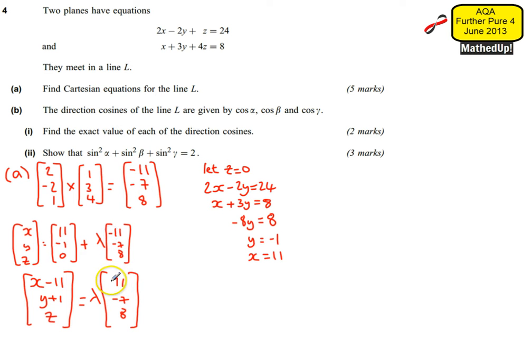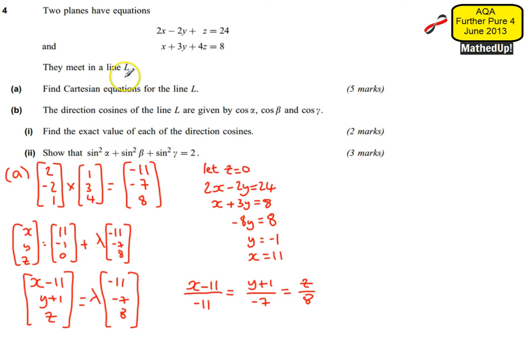Okay, that should be negative 11 and negative 11. So what we're saying is that the ratio between our x components, that's going to be x take away 11 over negative 11, is going to be equal to the ratio between our y components, y plus 1 over negative 7, which is going to be equal to the ratio between my z components, which is going to be z over 8. Okay, so that's how we go from our vector form to our Cartesian form.